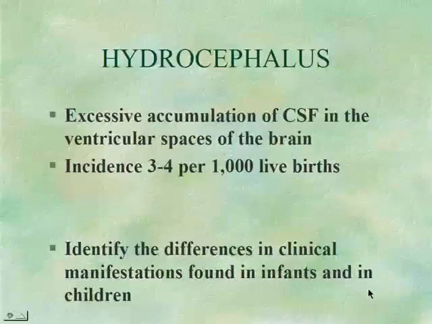Okay, now some information on hydrocephalus, which in your textbook starts on page 1198. As you can see on the slide there, it's an excessive accumulation of CSF fluid in the ventricular spaces of the brain. The incidence is 3 to 4 per 1,000 live births. Again, if we look at specific populations, that segment of the population born with a myelomeningocele, the incidence would be significantly higher. Again, if we're thinking neural tube defect, with those ventricles being a part of that central nervous system.